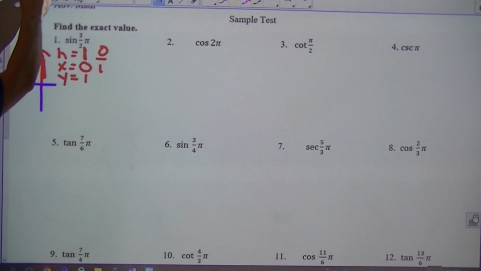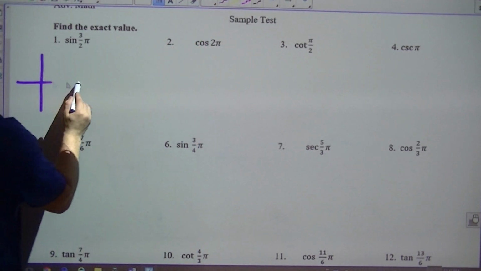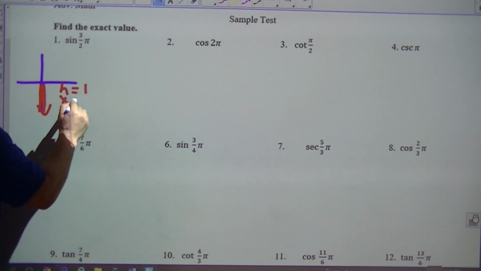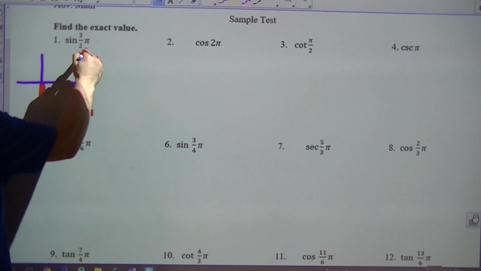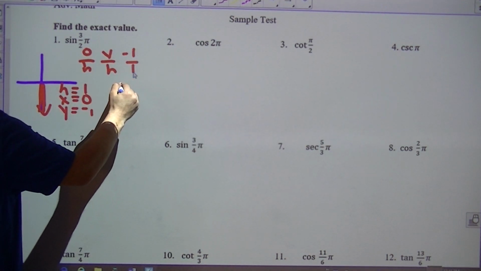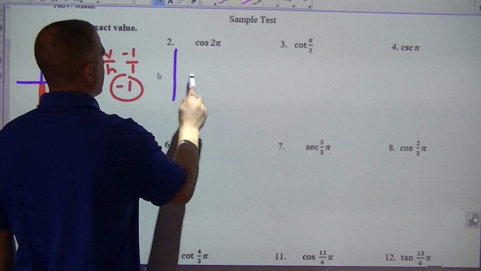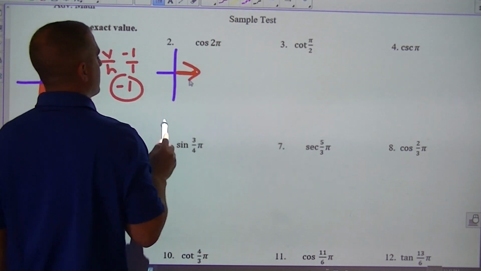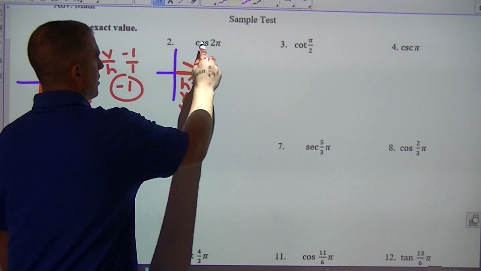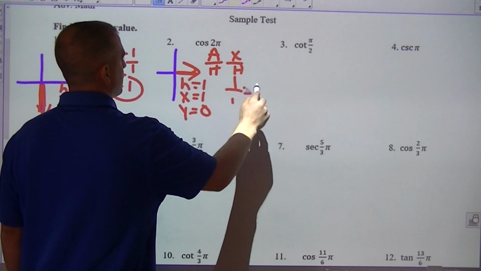Hold on. All right, 3 pi over 2. Apologize for that. 3 pi over 2 is here. H would be 1, X would still be 0, Y would be negative 1. Opposite over hypotenuse, or Y over the hypotenuse, which would be negative 1 over 1, which would give me negative 1 for that. 2 pi would also be at one of those axis points, right here. Your H would be 1, your X would be 1, Y would be 0. Cosine is A over H, or X over H, so that's 1 over 1, which would just give me 1.